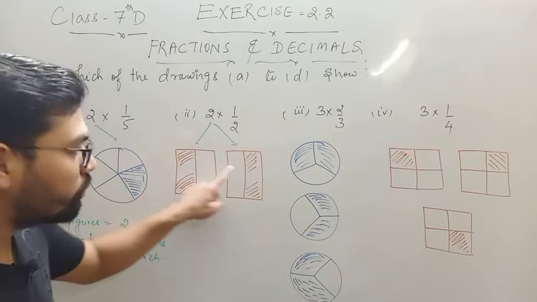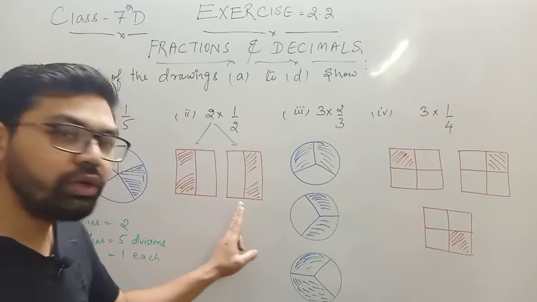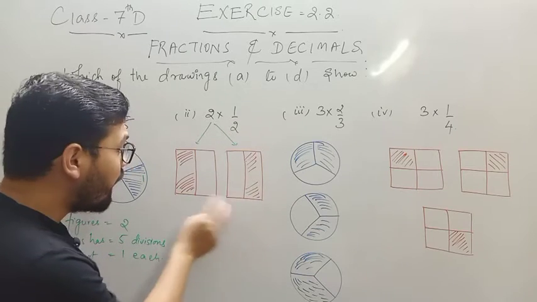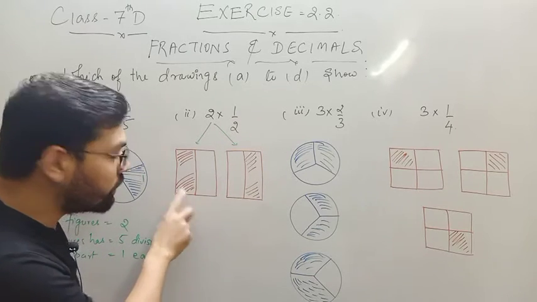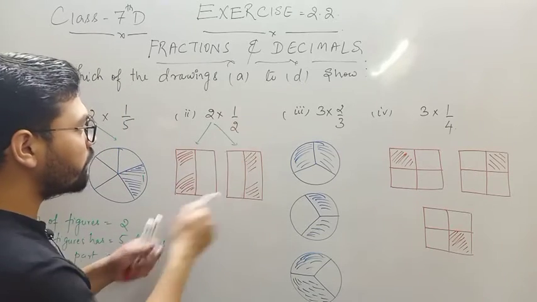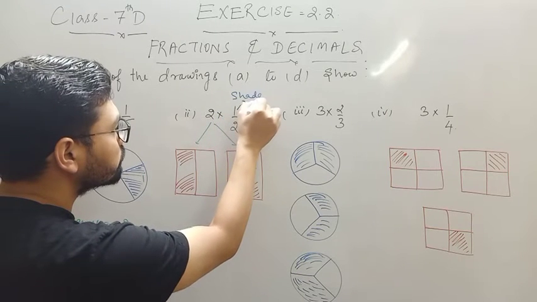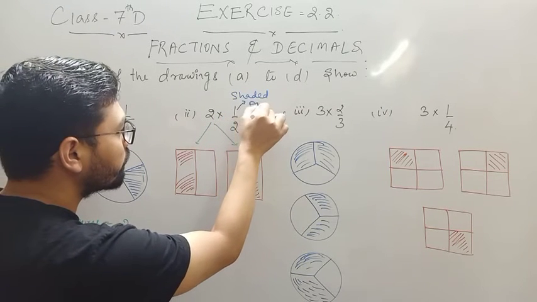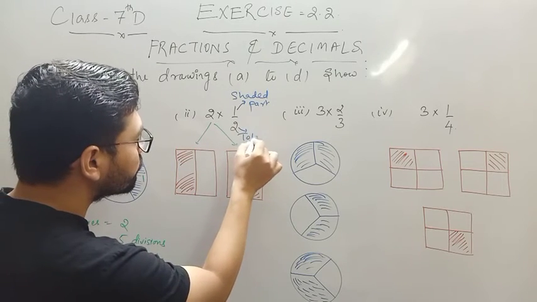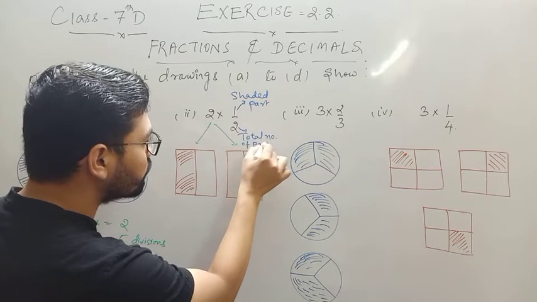Again, I have 2 figures, right? And each figure has 2 divisions, and out of these 2 divisions only 1 part is shaded, right? So what is this 1 showing? The shaded part. What is this 2 indicating? Total number of parts, or you can say divisions.